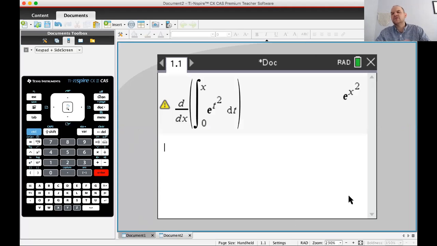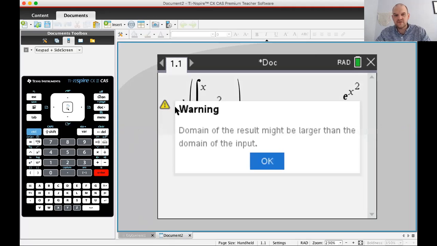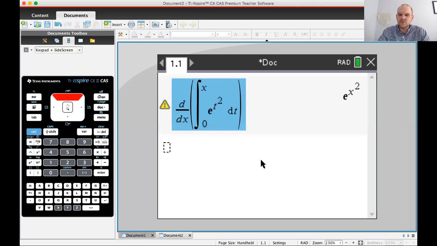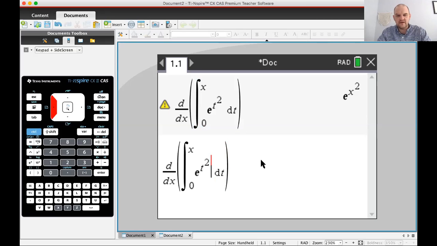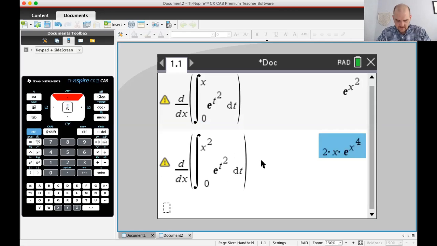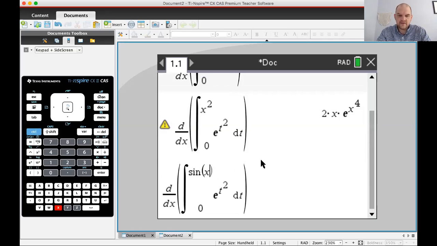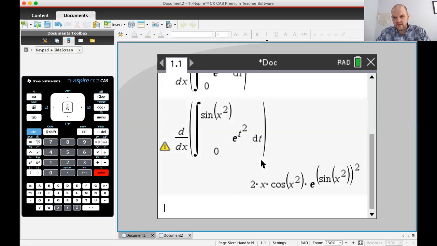All right, so you're going to get warnings, like a lot of warnings when you do this, because the calculator knows it's doing dicey things. In my experience, these warnings never really apply all that often, but you should always think about it. So here we can make it x squared. Calculator knows what it's doing. So do we. We're getting them right. So let's change this to sine of x squared. And we get 2x cosine of x squared e to the sine of x squared squared.